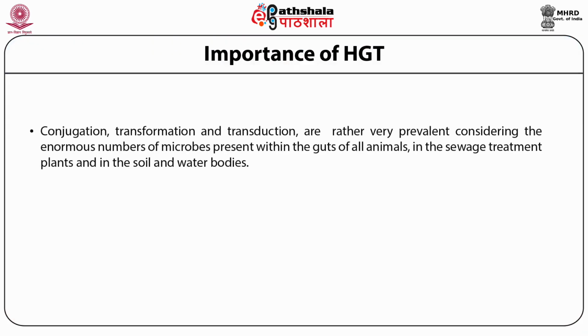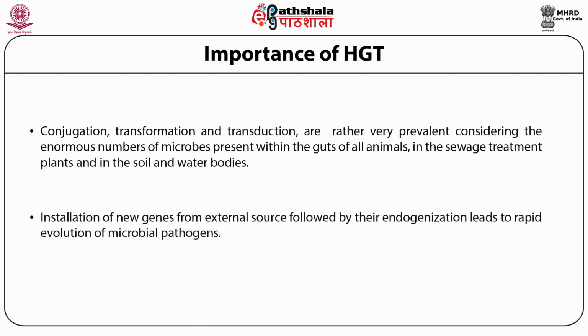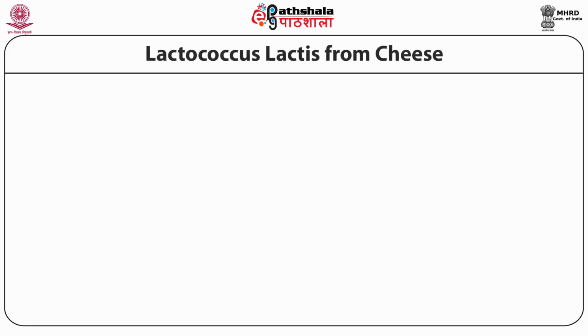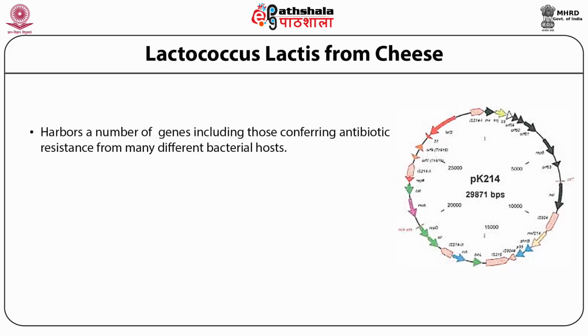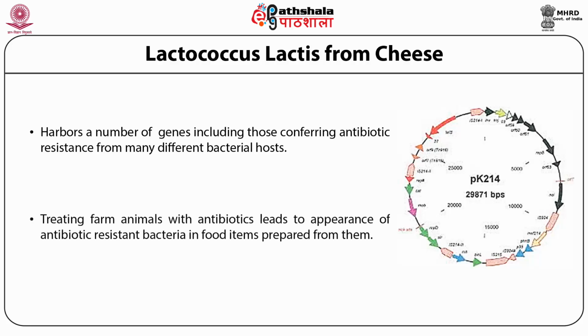Thus, we have realized so far that installation of new genes from external sources followed by their endogenization has led to a very rapid evolution of microbial pathogens. This is a plasmid which harbors a number of genes including those conferring antibiotic resistance from many different bacterial hosts, and thus treating farm animals with antibiotics leads to the appearance of antibiotic resistant bacteria in food items prepared from them.